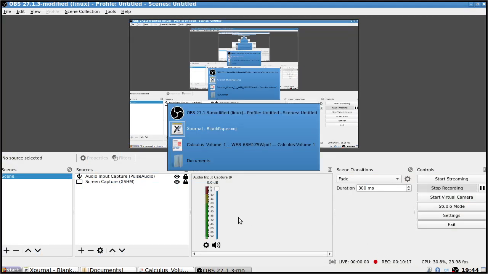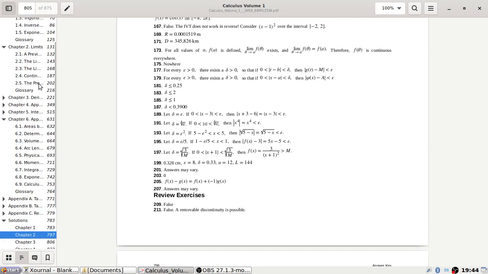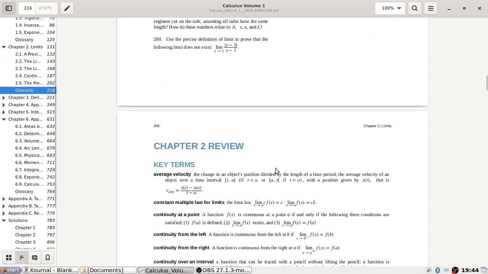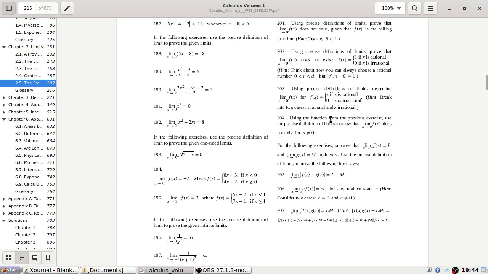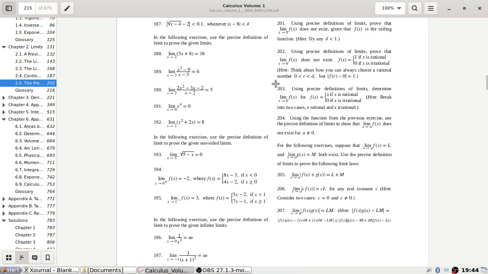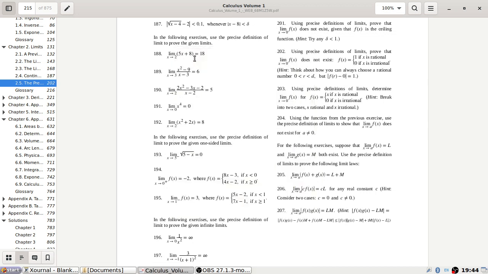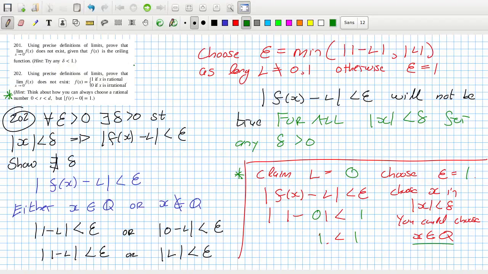Let's see now. We've got time. What's the next one? 203. Using precise definitions to determine. Okay, so this one is kind of interesting because I think this one does have a limit.